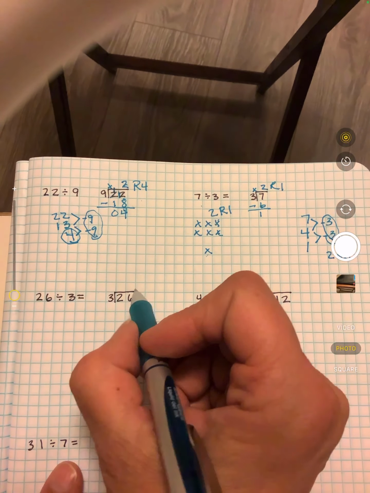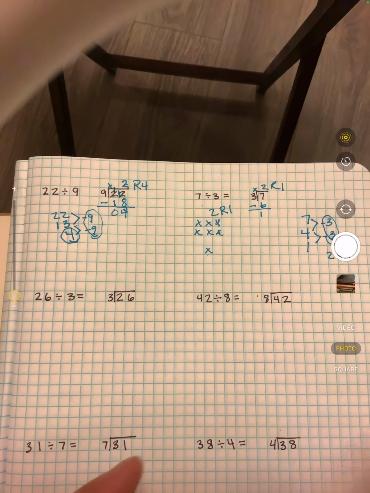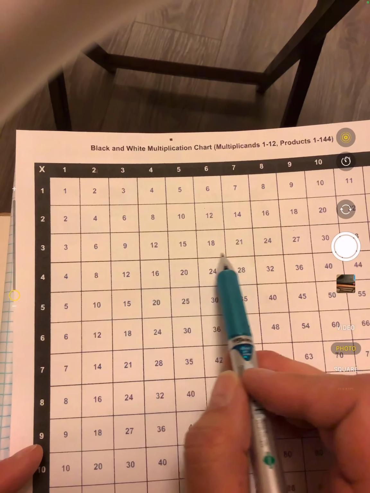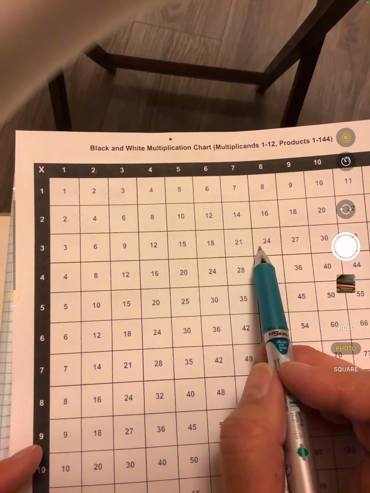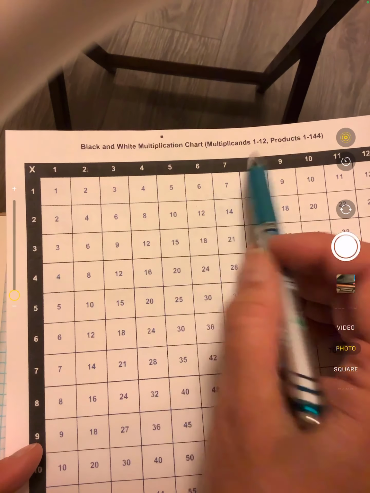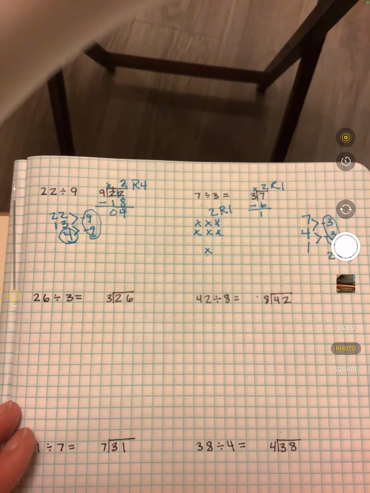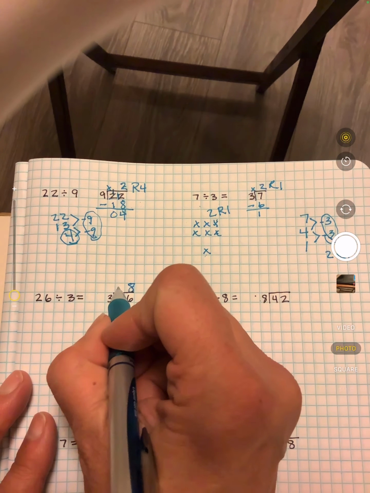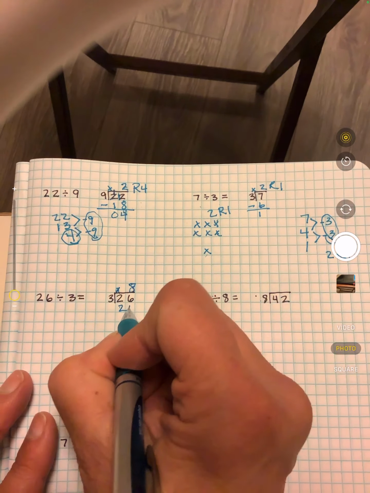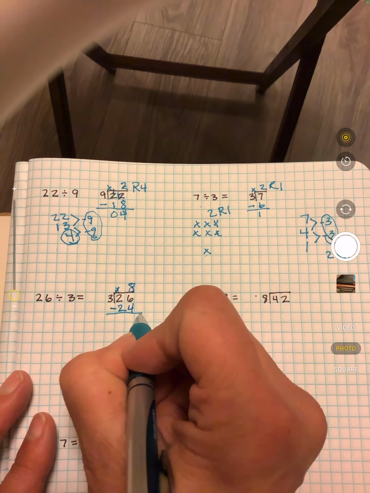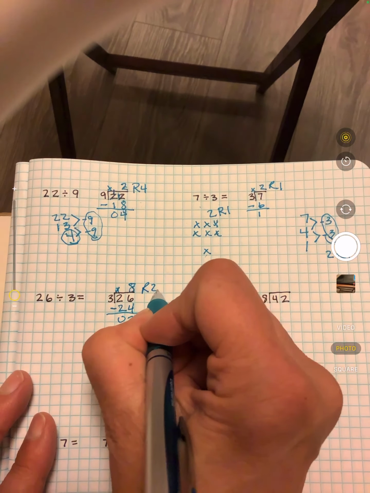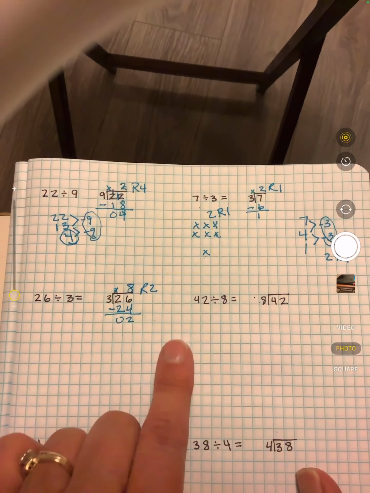26 divided by 3. Okay, go across my 3's. Remember, I can't go over 26. 27's too high, so we go with this one straight up, 8. So we put the 8 right there. 8 times 3 is 24. And we subtract, and we have remainder 2. Okay?